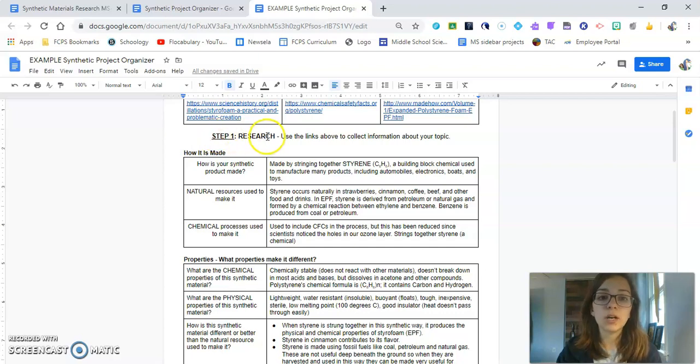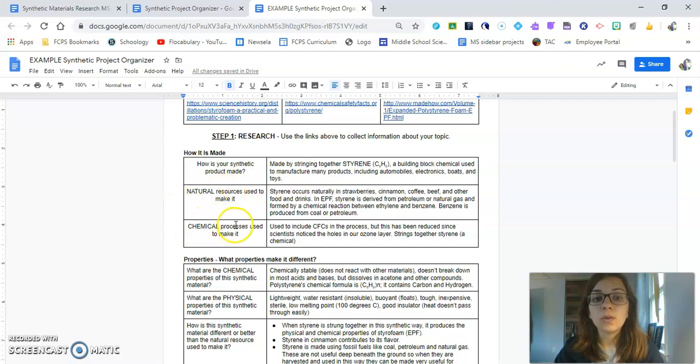So step 1 is going to be all about research. That's where you're using those resources. You're going to open each of the links that you see on that file that was provided, and you're going to read through them, you'll watch the video, and you'll record the research and the information that you got from it. So there are very specific questions that we want you to think about for how it's made. Think about just how that synthetic product is made in general, and what natural resources are used to make it. So maybe fossil fuels, maybe water, air, land, and space, whatever the product is for your product, you want to think of the natural resources.